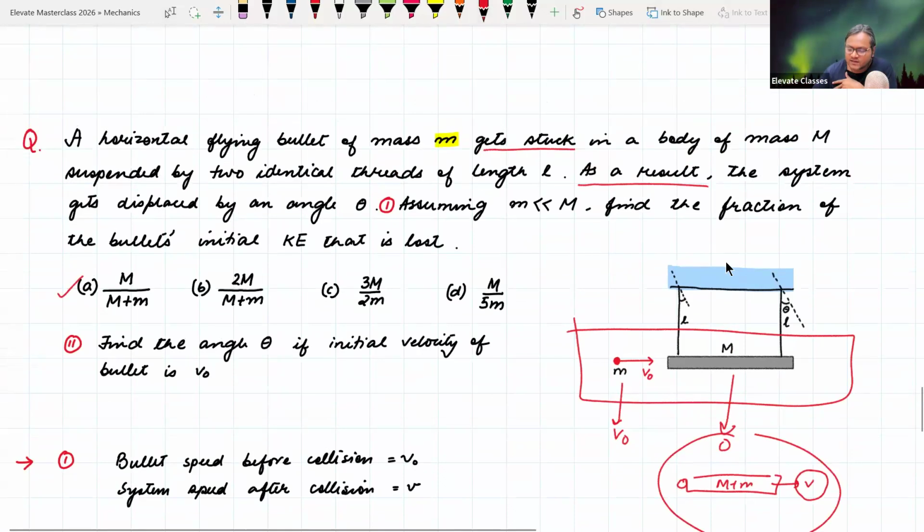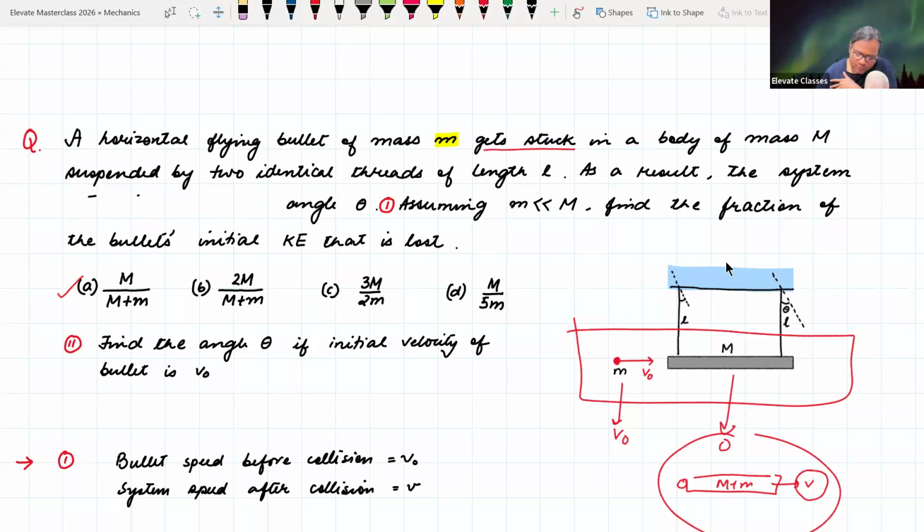That is what I meant. As a result the system gets displaced by an angle theta. And you can also say, as a result the system swings up to angle theta. I'll write "swings up" if this is confusing: the system swings up to an angle theta. Because the system was initially at rest, but due to the collision it suddenly becomes a moving pendulum. Alright, okay, let's move ahead.